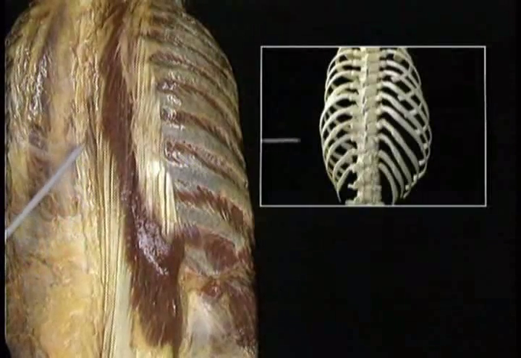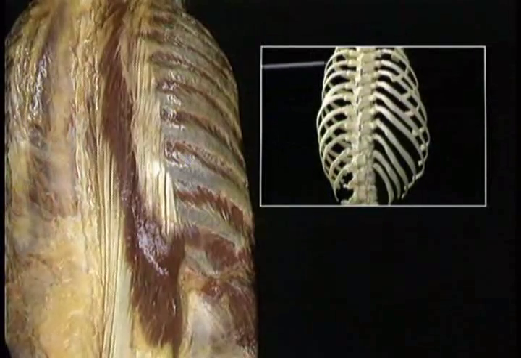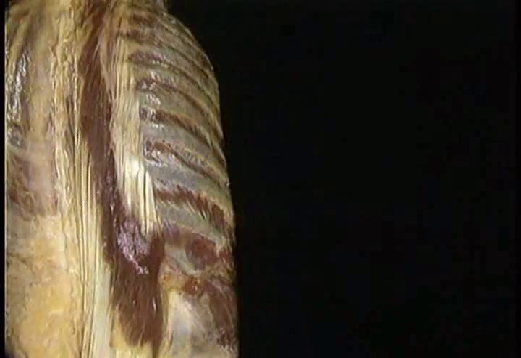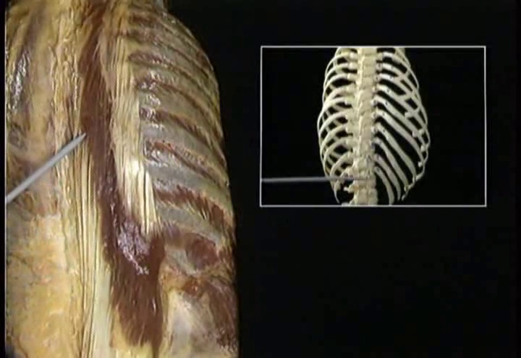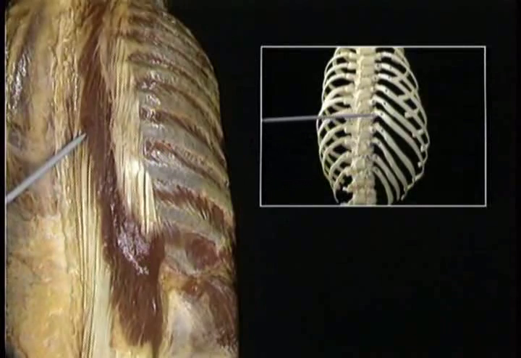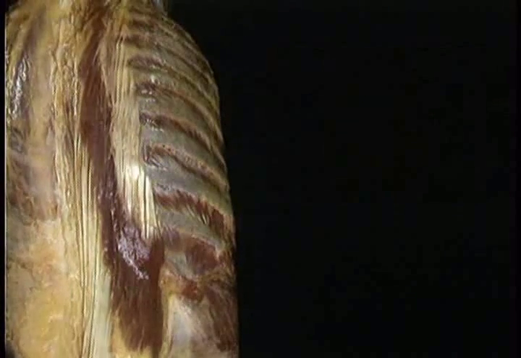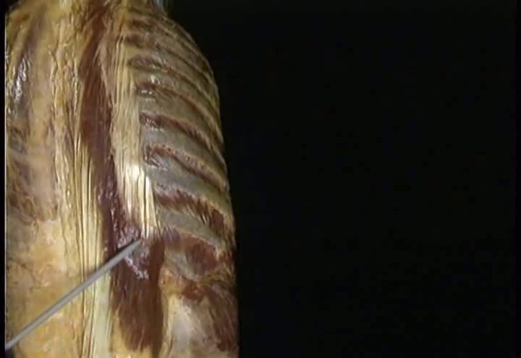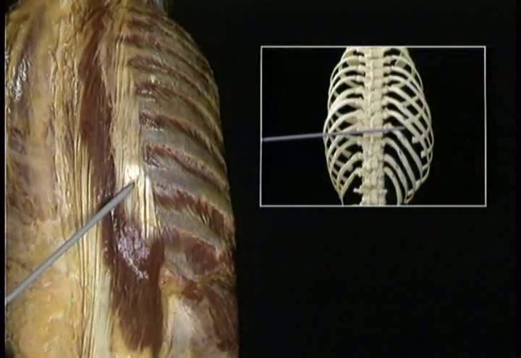Spinalis inserts onto the spinous processes of the upper thoracic vertebrae. Longissimus thoracis inserts on the lower 9 ribs and the adjoining transverse processes. Iliocostalis lumborum inserts further out on the lower 6 ribs.